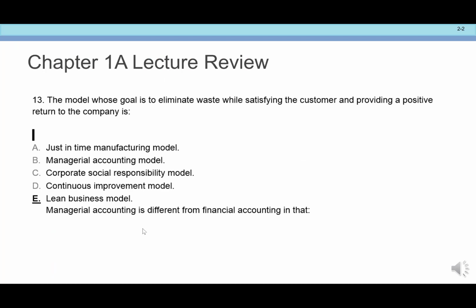Okay, good. Now we come over and take a look at this next one, the model whose goal is to eliminate waste, satisfying the customer, and producing a positive return to the company. The lean business model, we said that more companies are going to that. Rather than produce the goods and wait for a customer, we wait for the order from the customer, and once we get that order, we go ahead and produce the goods. So we're not sitting there with a lot of standing inventory, right?